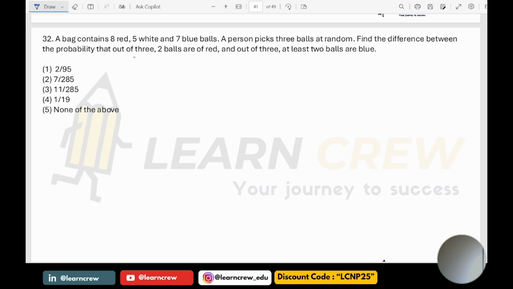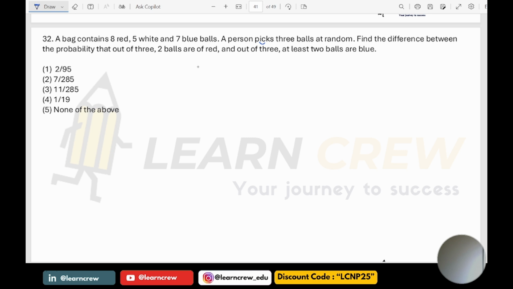A bag contains 8 red, 5 white and 7 blue balls. A person picks 3 balls at random. Find the difference between the probability that out of 3, 2 balls are red and out of 3, at least 2 balls are blue. Total number of balls in the bag is how much? 8 plus 5, 13 plus 7. Total 20 balls.